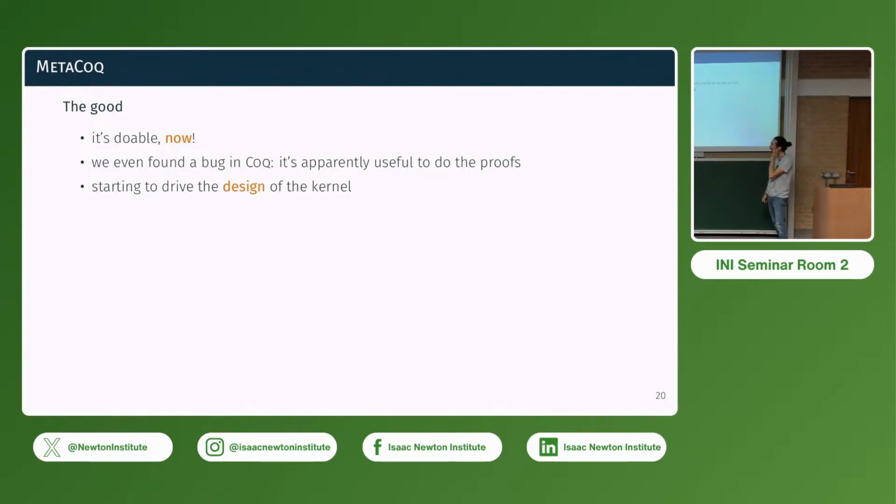Cool. Is there any particular reason why it's doable now rather than 20 years ago and maintained ever since?